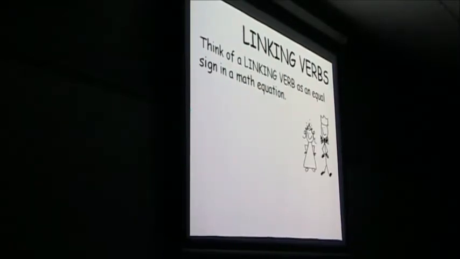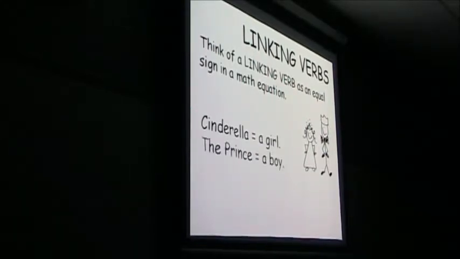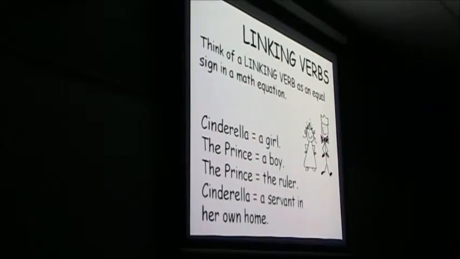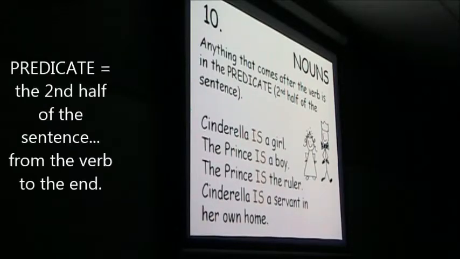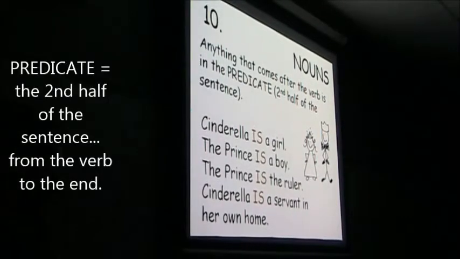I want you to think of a linking verb as an equal sign. Cinderella equals a girl. The prince equals a boy. The prince equals the ruler. Cinderella equals a servant in her own home. Anything that comes after the verb is in the predicate. When we use the word predicate, what that means is everything from the verb to the end of the sentence.